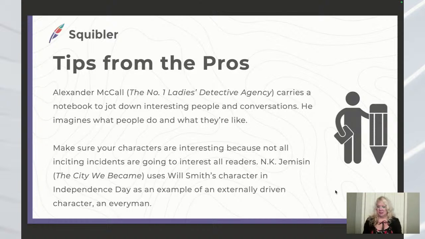Alexander McCall Smith says he carries a notebook with him to jot down interesting people and conversations when he's out in public. He imagines what people do and what they're like in their personal lives. And so he does a lot of observing of people. You do want to make sure your characters are interesting, because not all inciting incidents are going to interest all readers. N.K. Jemisin suggests that Will Smith's character in Independence Day is an example of an externally driven character, an everyman. And while not everybody is going to be interested in an alien invasion of the Earth, it's his character and his performance that keeps us watching. It's compelling enough for us to be interested in how he's going to react to this invasion of Earth.